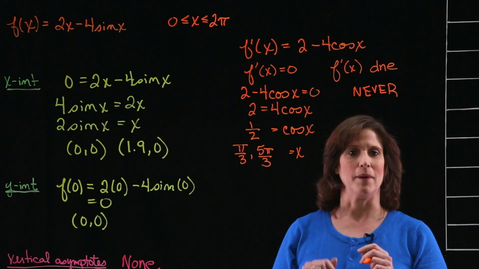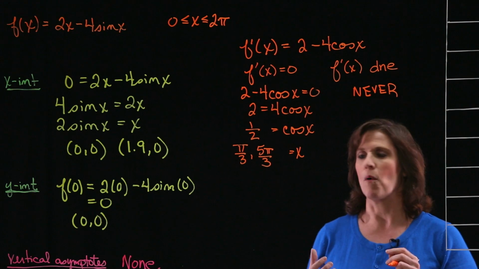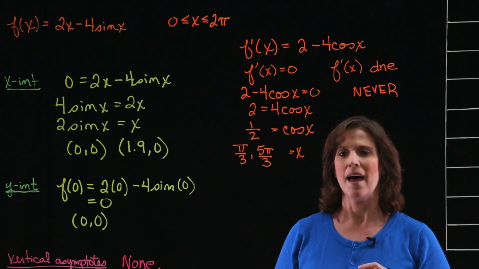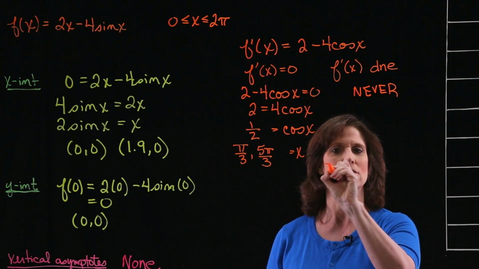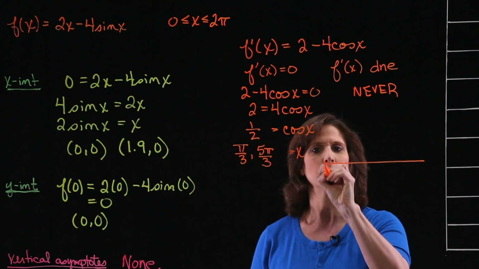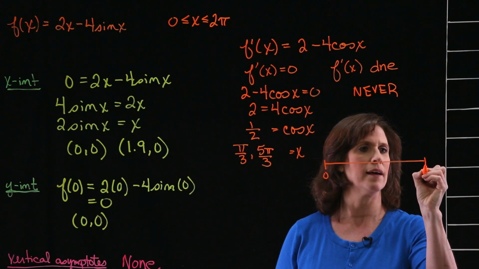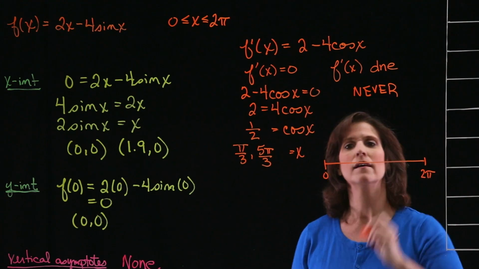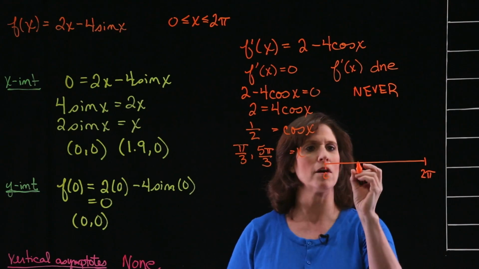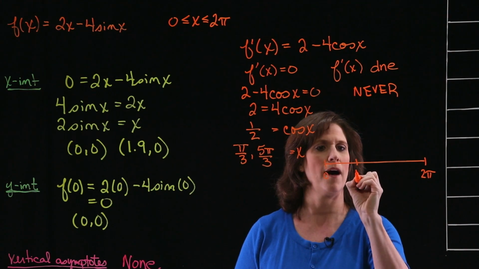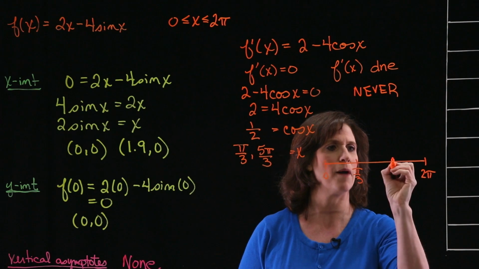Okay, so what does this tell me? Well, I need to find out a little bit about when this is increasing or decreasing. I like to make a little sign chart to help me with this. So I'm going to draw a sign chart. I'm going to put 0 and 2 pi on my sign chart because I'm restricting myself between those two numbers, and I'll mark down my critical numbers, pi over 3 and 5 pi over 3.